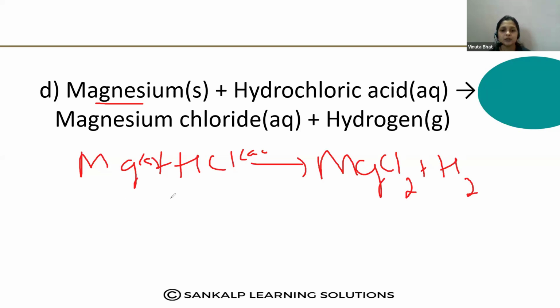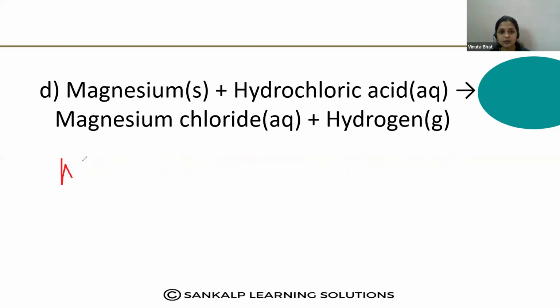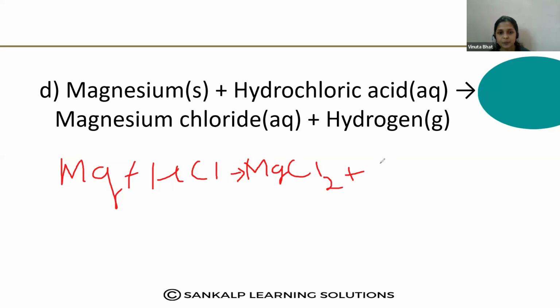Just check the reaction. So I will write it once again. Mg plus HCl, so that gives us MgCl2 plus H2, hydrogen. See, magnesium is balanced, hydrogen is not balanced and chlorine is not balanced.